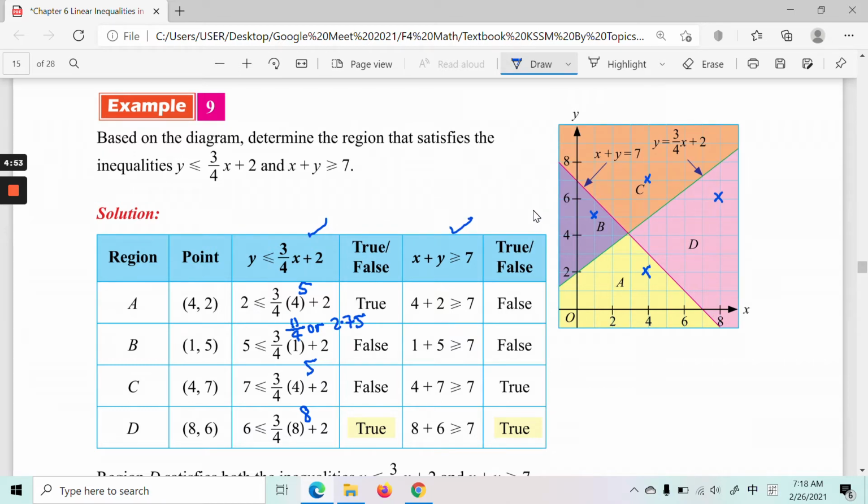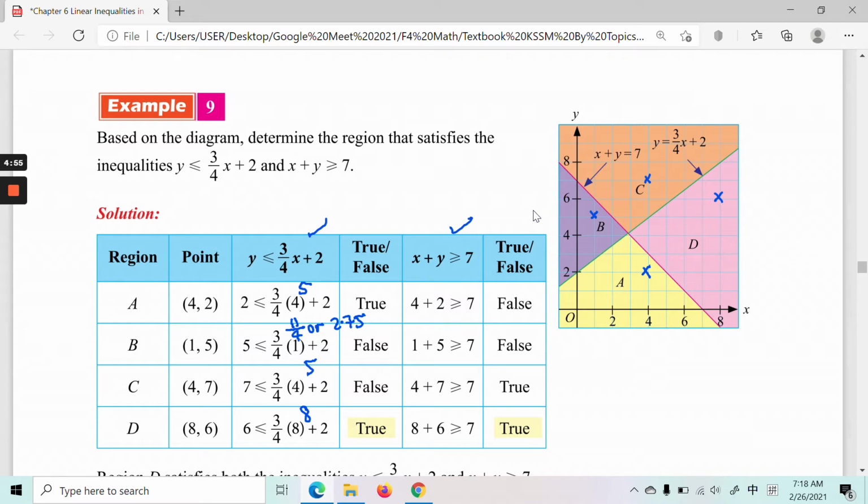So substitute inside. So you have 2 and then 3 over 4 and then the x is substitute here is 4, and then y is 2. Not y is 2, y is 2 here. So after substituting this one, key in calculator, you're getting 5. So the inequality here is 2 less than or equal to 5. So this one is true.